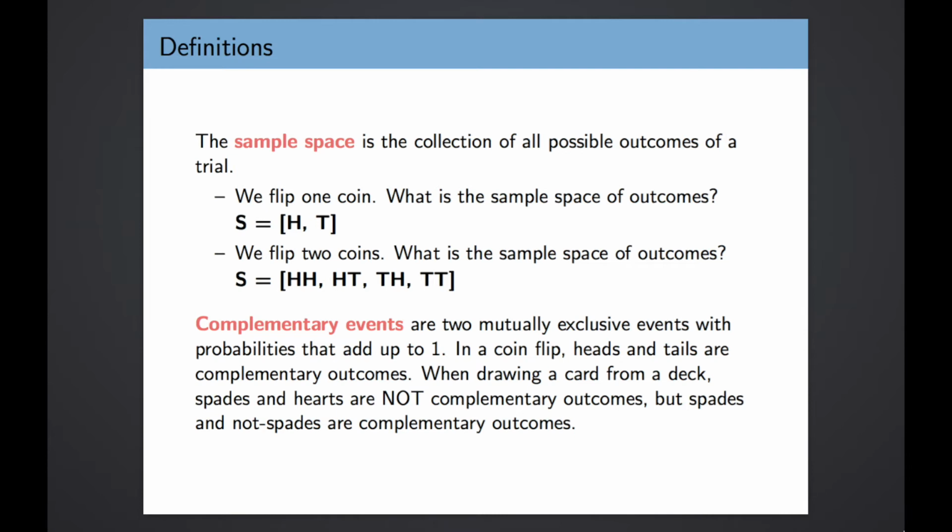Complementary events are mutually exclusive events with probabilities that add up to 1. So heads and tails are complementary outcomes in a coin flip. Those probabilities add up to 1 because one or the other is going to happen, and they are mutually exclusive. They can't happen at the same time. If I draw a card from a deck, spades and hearts are not complementary outcomes because while they are mutually exclusive, they don't add up to 1. However, spades and not spades are complementary outcomes. If I draw a card, it will either be a spade or it won't be a spade.